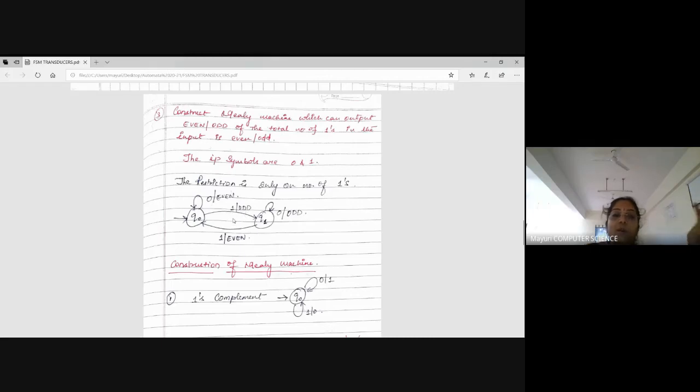Suppose your string is 0, 1. How many ones are there? Odd number of ones, right? So when I'm having a transition on 1, the toggle happens from one state to the other state only on the input 1, not on the input 0. Because we are not worrying about input zeros, we are toggling between the states only for the number of ones.